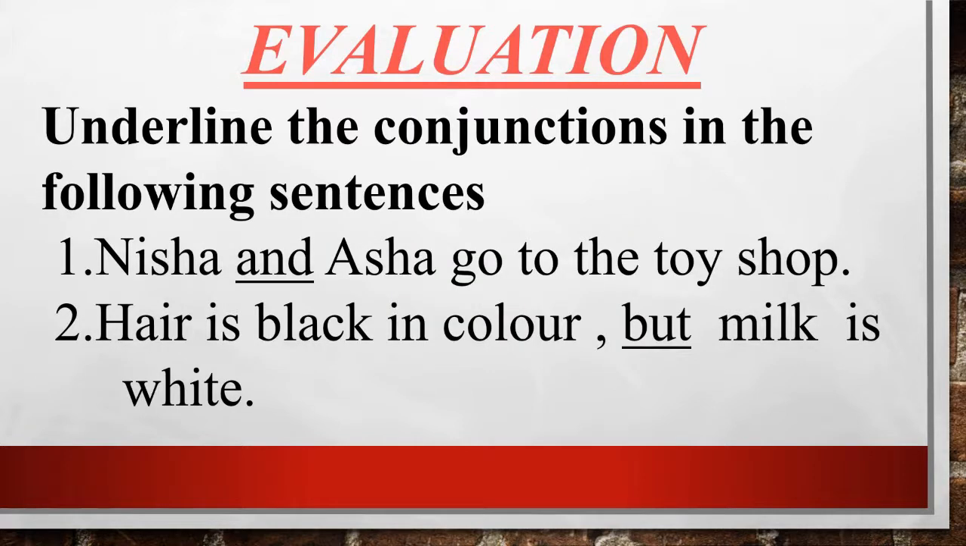Now let's see the exercise. Underline the conjunctions in the following sentences. The first sentence is, Nisha and Asha go to the toy shop. In this sentence, and is a conjunction, so the word and is underlined. The second sentence is, hair is black in color but milk is white. In this sentence, but is a conjunction, so the word but is underlined.